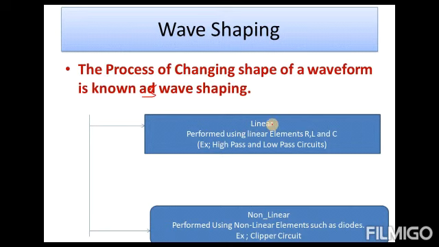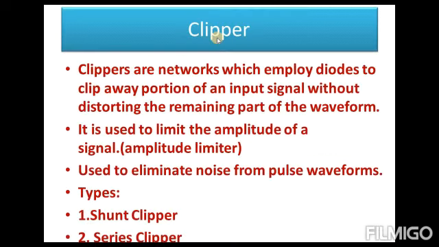Here, linear wave shaping is performed by using linear elements like resistors, capacitors, etc. Examples are high pass and low pass circuits. Then non-linear wave shaping is performed by using non-linear elements such as diodes. Example, clipper circuit. Non-linear wave shaping is done by using clipper circuits, whereas linear wave shaping is done by using high pass and low pass circuits. Right? Then what is the clipper?